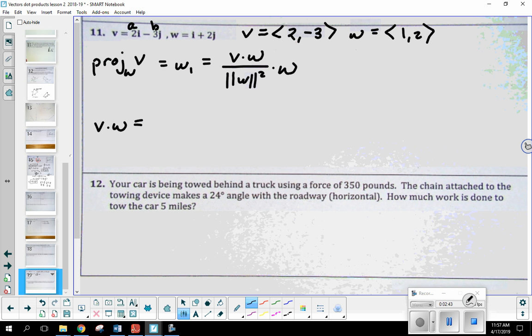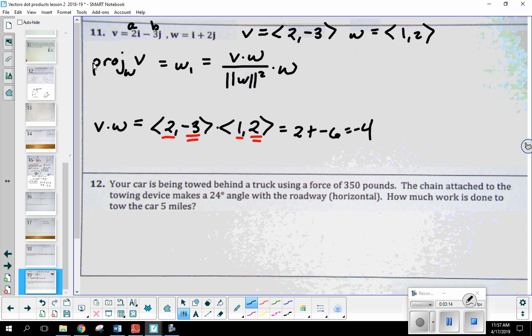So the first part of the formula, I just want to multiply these together. So 2, -3 times 1, 2. And how do I multiply vectors? a times a, b times b. Okay. So it looks like I'm going to have a 2. -3 times 2 is -6. And then remember, we always add the products together. -4. So it looks like I'm going to get a -4. Okay, so I have the dot product of the two.